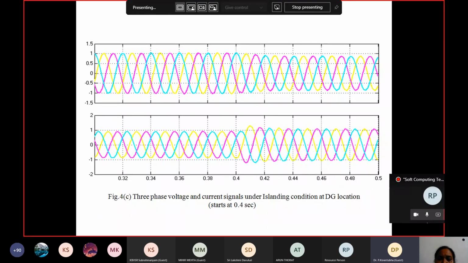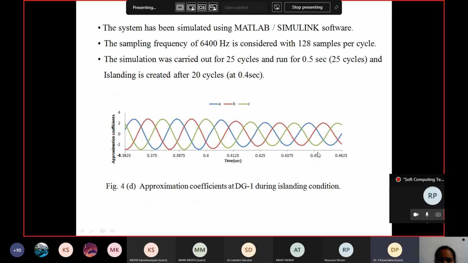We can indicate these two conditions from the voltage waveform and current waveform at PCC. Here these are the voltage and current signals at the DG location. How can we get the characteristic curves at the DG location? Simply, the voltage and current signals look like this. In the voltage waveform there is a decrement from 0.4 onwards, and correspondingly there is an increment in the current magnitude.